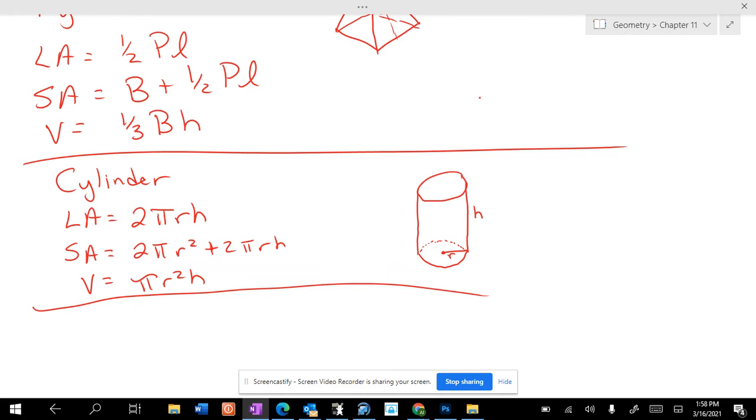Surface area of a cylinder is 2 pi r squared because there's a top and a bottom. They're both circles. The area of a circle is pi r squared, so it's 2 pi r squared plus 2 pi r h. And the volume of the whole thing is the area of the base, pi r squared, times the height. So the cylinder is the exact same formula as a right prism, okay? But we just use 2 pi r and pi r squared where it says area of the base or perimeter of the base.